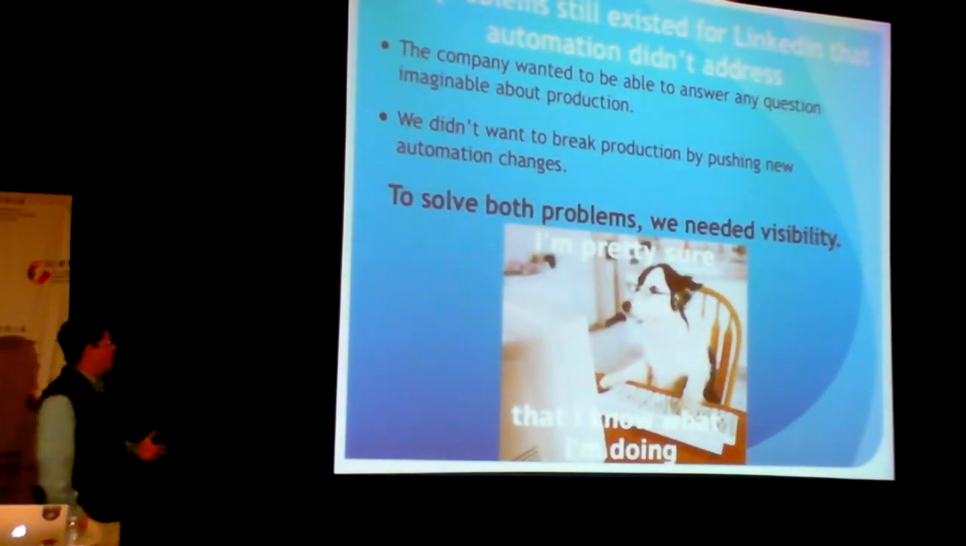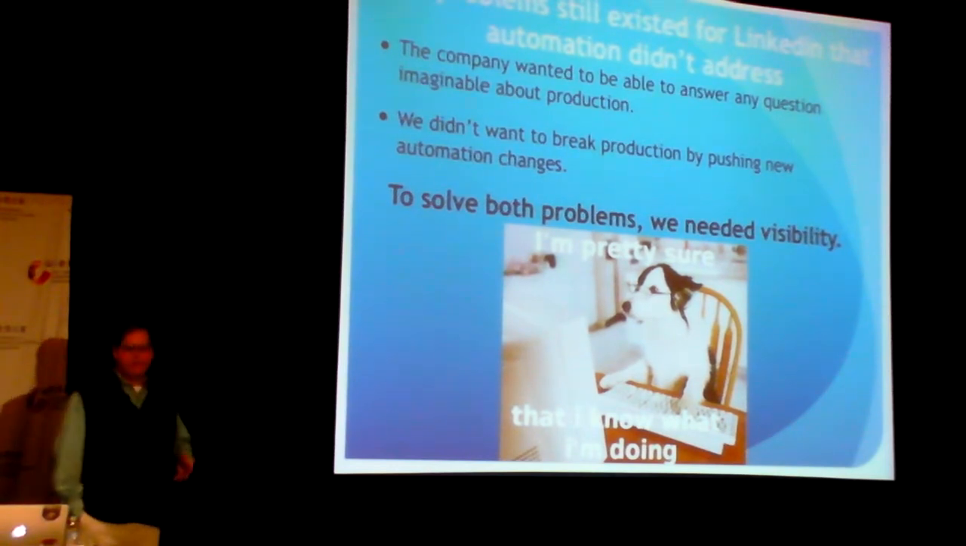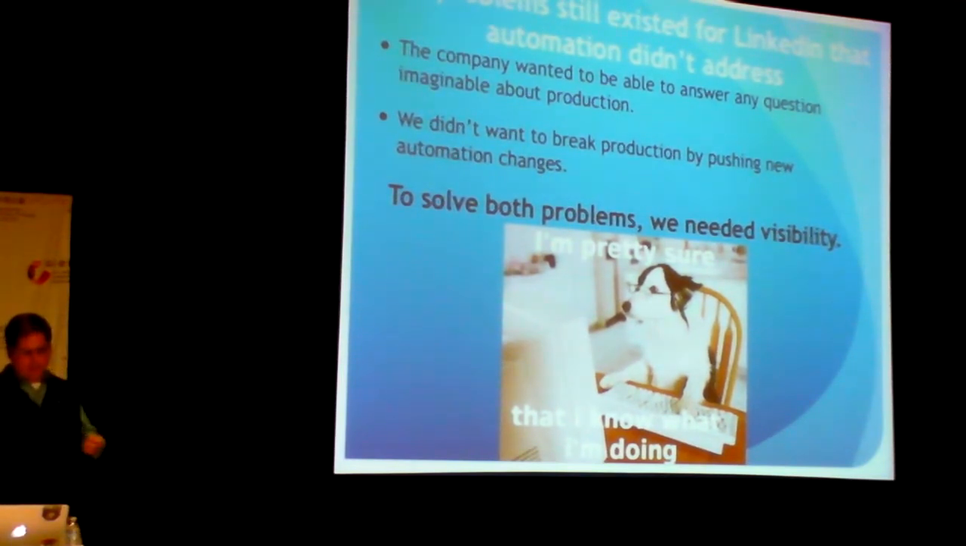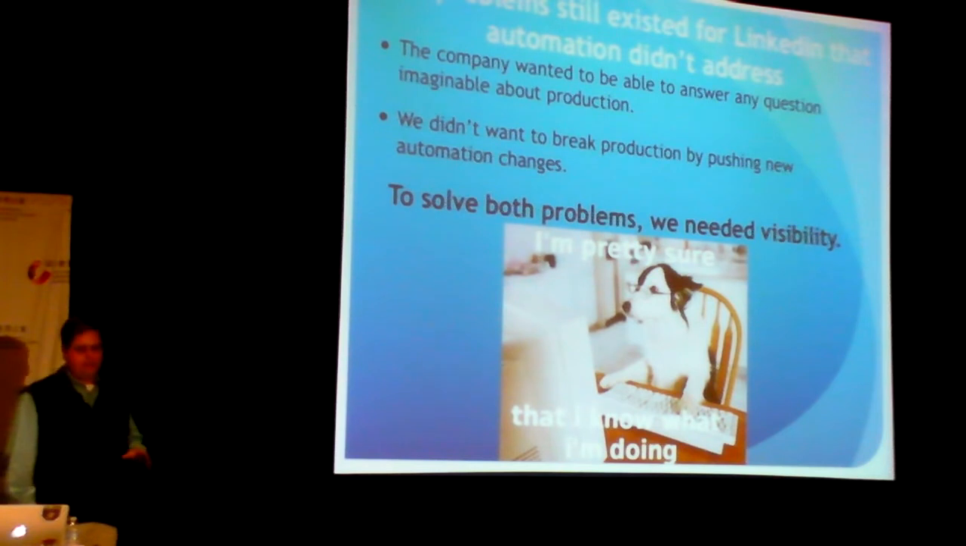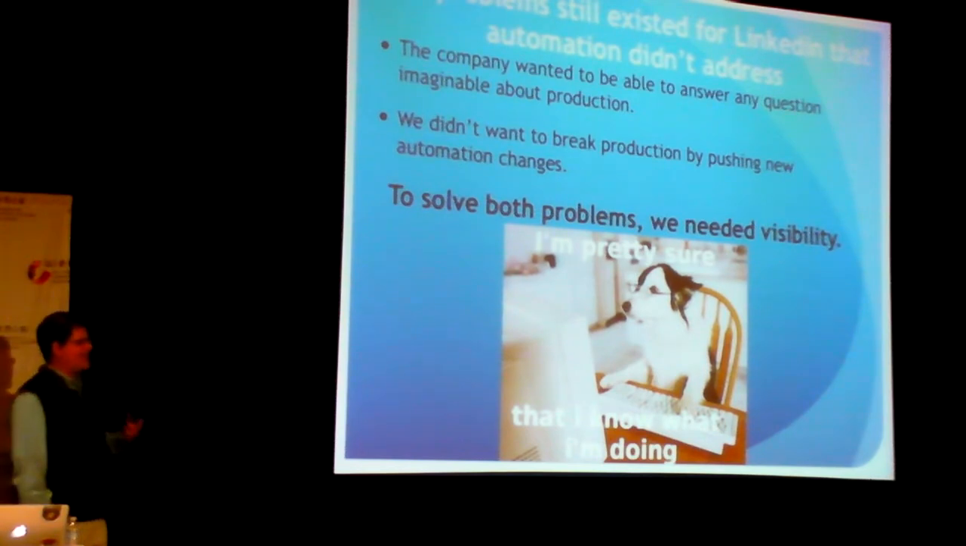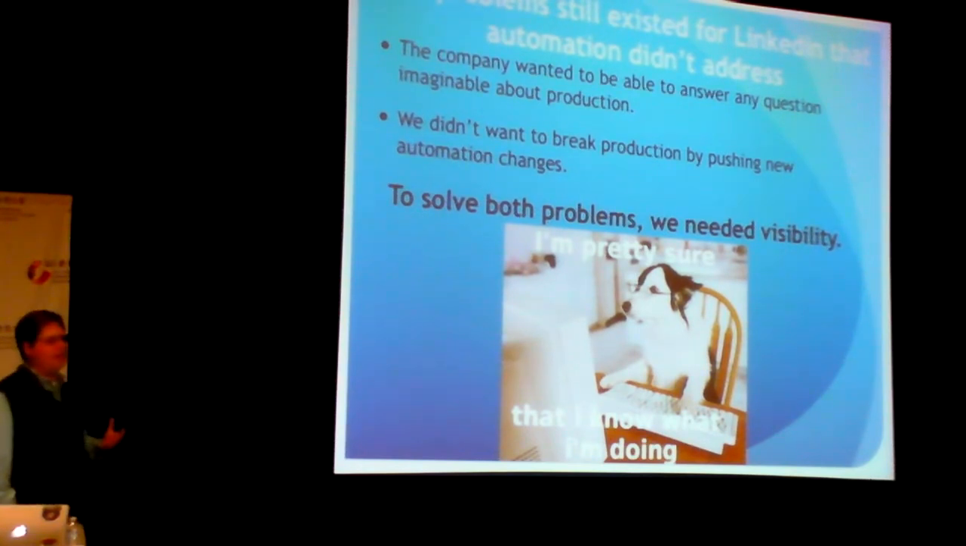So automation is great, but we still had 2 very big problems that automation did not solve. The company needed to be able to answer any question about production. And we didn't want to break production by pushing changes. This is a very scary thing for people who are trying to use automation for the first time. We can enforce system state, but it was very hard to answer questions from tens or hundreds of thousands of machines. Automation doesn't give us visibility, but it gives us the tools to build it. And as our scale and size increase, collecting this information and getting visibility becomes a more difficult problem.